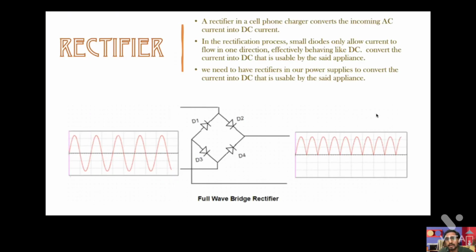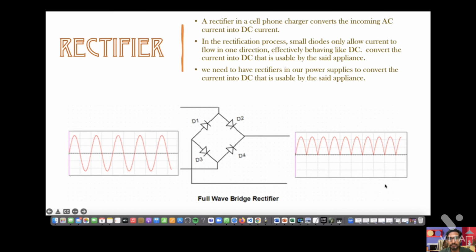Next is the rectifier. A rectifier in a cell phone charger converts the incoming AC current into DC current. In the rectification process, small diodes only allow the current to flow in one direction, effectively behaving like DC. We need rectifiers in our supplies to convert the current into DC that is usable by the appliance. That is, the rectifier converts the AC current to DC current. As you can see, it is an AC current which is now converted into a DC current.